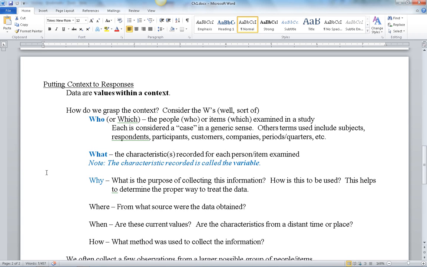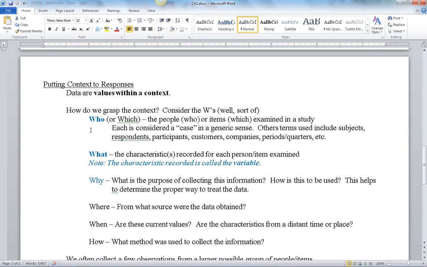So the who in a study, or if it's not really people, it probably should be which, but the people are the items that you're going to examine in a study. So each of these is considered a case in the most generic sense. Now in different studies, people use different terminologies. You may hear people called research subjects, respondents, participants. Maybe you're looking at customers if you're looking in a store. Maybe you're looking at businesses or organizations or companies.